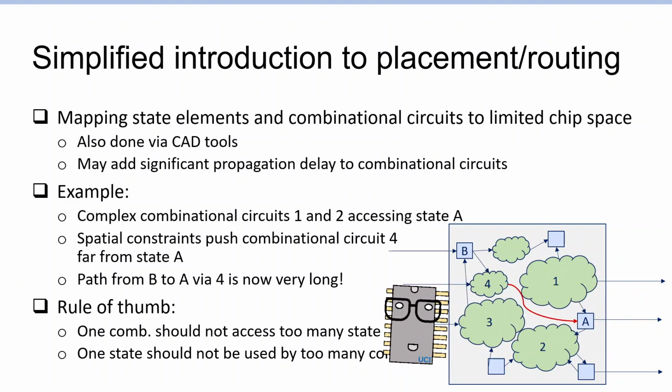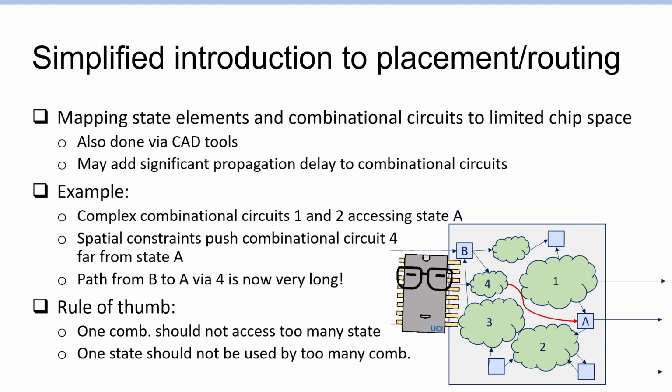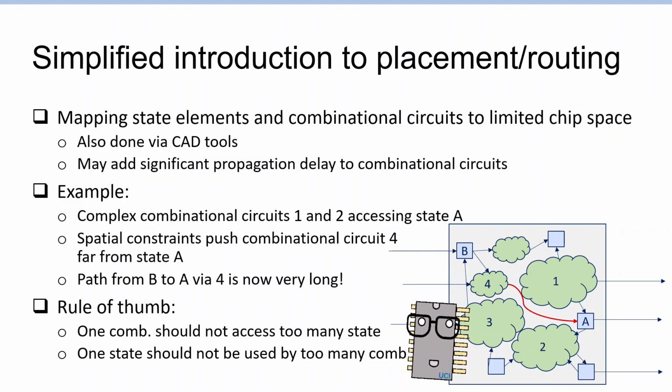Of course, there are some rules of thumb we can apply to avoid situations like this from happening. For example, one combinational circuit should not access too many states. It would be better if they were separated into different combinational paths. And other rules of thumb include things like one state element should not be accessed by too many combinational paths, and so on. There are whole courses dedicated to optimizing in this direction, but I just put it here to give you a taste.